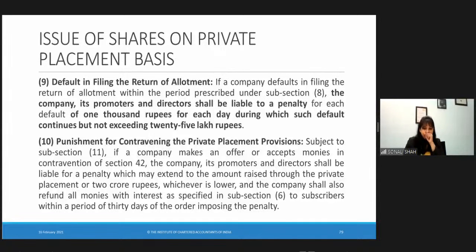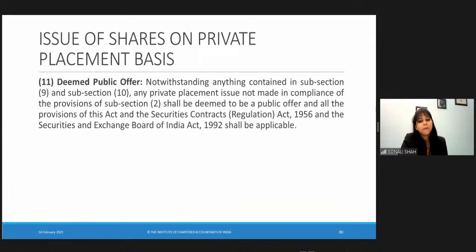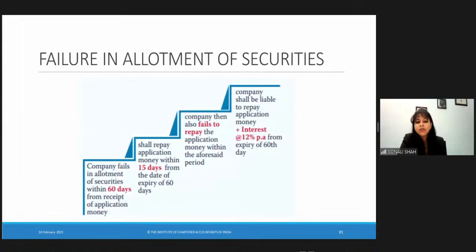It will be the promoters, the directors, and the company will be liable for penalty up to the amount raised through private placement or 2 crore rupees, whichever is lower, and they will refund all money with interest to subscribers within a period of 30 days of the order imposing the penalty, right? And when there is a non-compliance of the provisions provided here, the offer will be deemed to be a public offer.